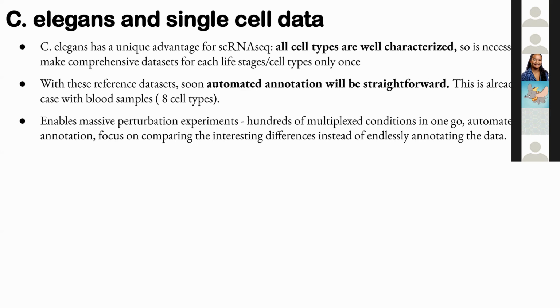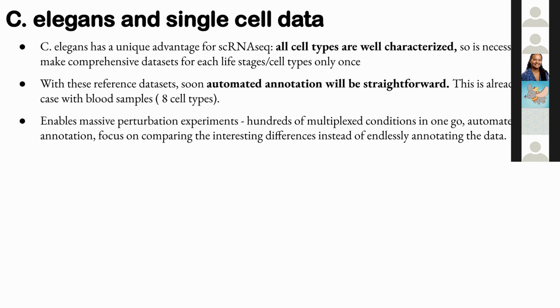And C. elegans is a particularly interesting case for single cell, because all the cell types in C. elegans are super well characterized. One thing that happens in single cell is that the more you sequence, the more clusters you have. And so people keep finding new cell types, like people keep finding more cell types in the brain, for example. With C. elegans, you only have about 1,000 cells. You have 300 neurons. Once you characterize them, you're done.